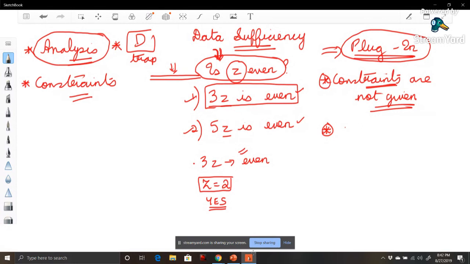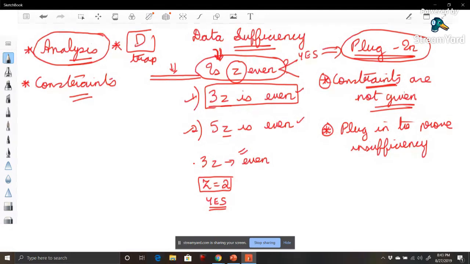But the key to plugging in values is that you should not plug in values to prove sufficiency. You should always plug in to prove insufficiency. If you've got an answer of yes, try to negate that answer and see if it's possible for me to get a no. If you've got a no initially, try to negate it and try to get a yes. You see, is z even? There are two ways I can answer this question. I can answer with a yes if z is even, but I can also answer with a no if z is not even, if z is odd or z is not an integer.